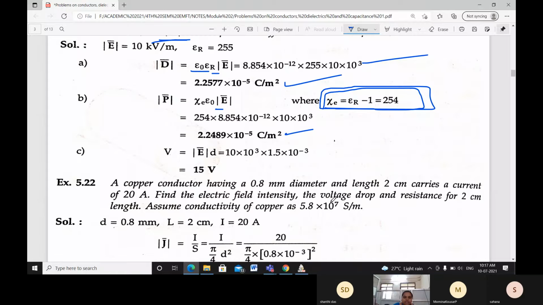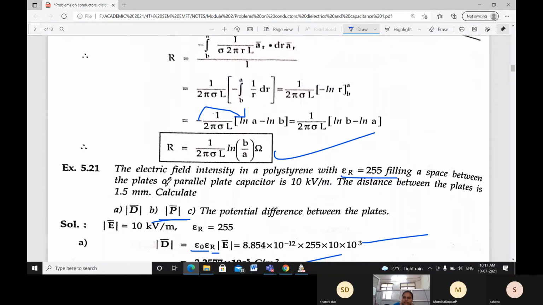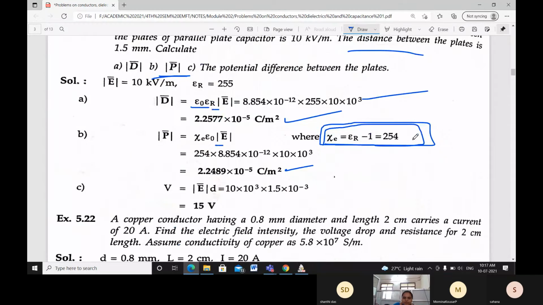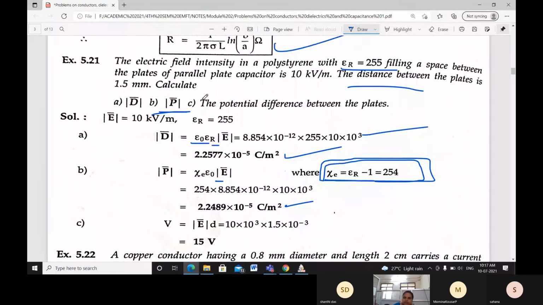This is one thing. Next, our V is nothing but E into d, that is the distance it is going for. The electric field intensity is 10 raised to 10 into 10 raised to 3. Then our distance between these is 1.5 into 10 raised to minus 3. Then, using simple maths, you will be getting the potential difference as 15 volts. This is a simple problem. Each may ask for 5 to 6 marks or else 4 marks. Questions like these will be asked.